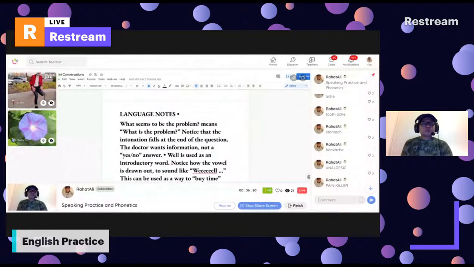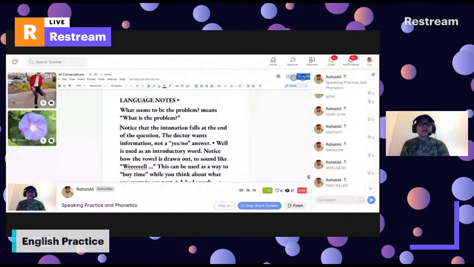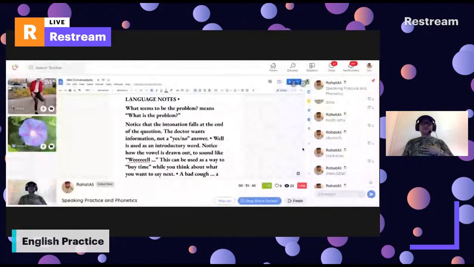Okay, what seems to be the problem? Very often we use it in conversation in English. What does it mean? Look at the notes. What seems to be the problem means what is your problem, or what's the problem, or what's the matter? We say it in another way. Remember, what's the problem, what's the matter is more informal, but what seems to be the problem is formal. Okay, so if you can use both of them together, it will be better for you.